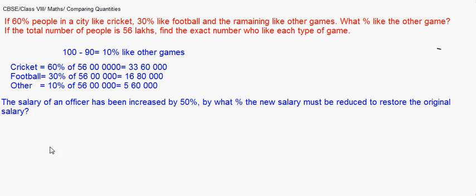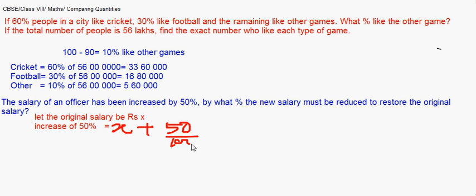Suppose the salary of the officer before the increase was X, or you can write, let the original salary be rupees X. There is an increase of 50% on this. So increase of 50%, that is 50 by 100X plus X. So it is X plus 50 over 100X. That makes it 150X by 100, right?